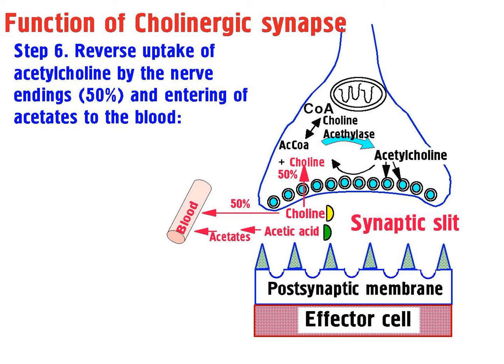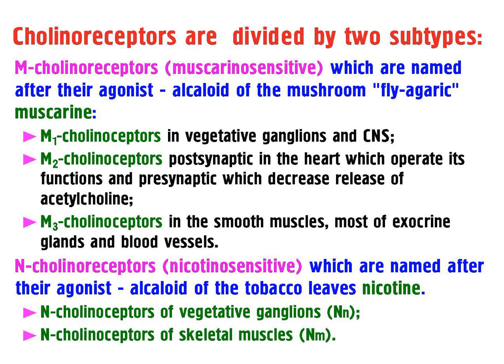Later, the major part of acetic acid and almost half of choline are diffused from the synaptic cleft to the blood vessels, and they are removed from this synaptic cleft. And approximately one half of choline is reuptaken back to the presynaptic nerve ending, where it is utilized for further production of acetylcholine, and this process repeats.